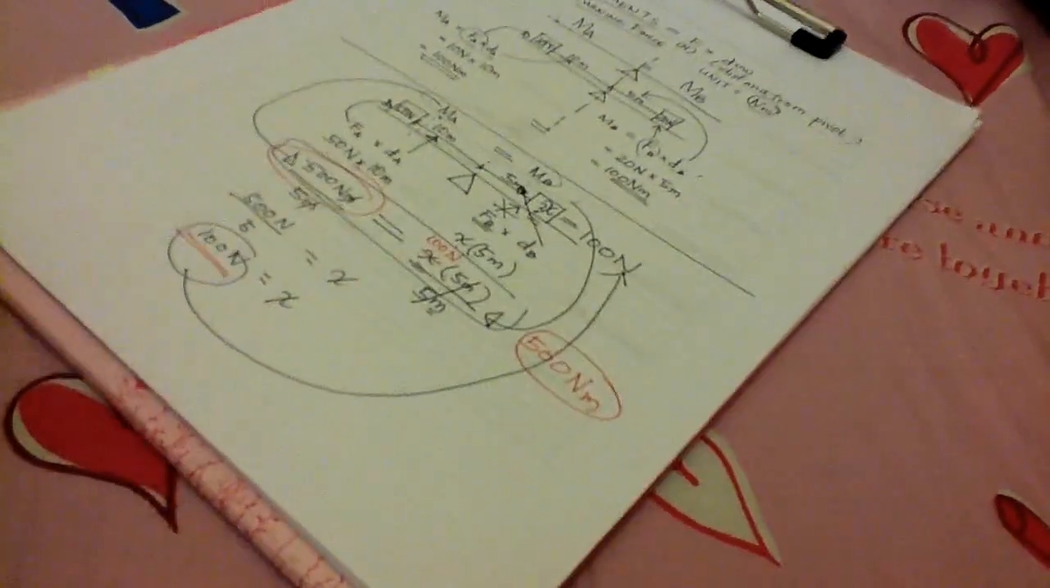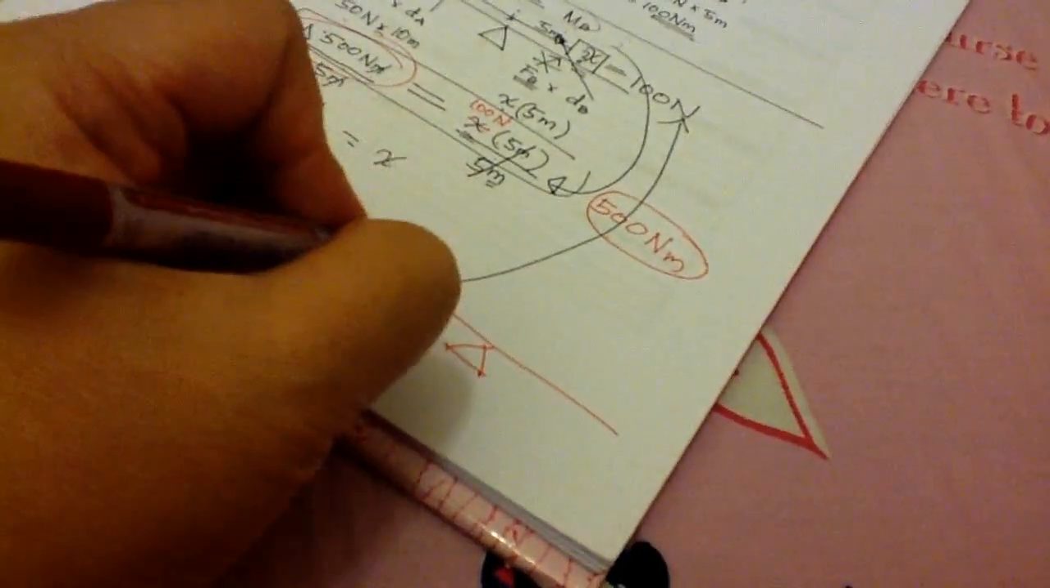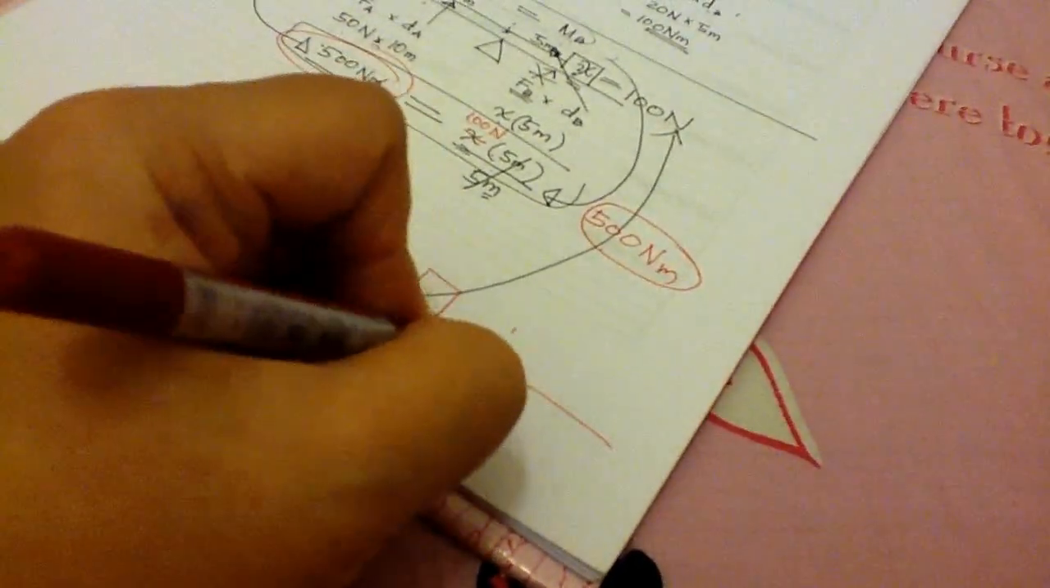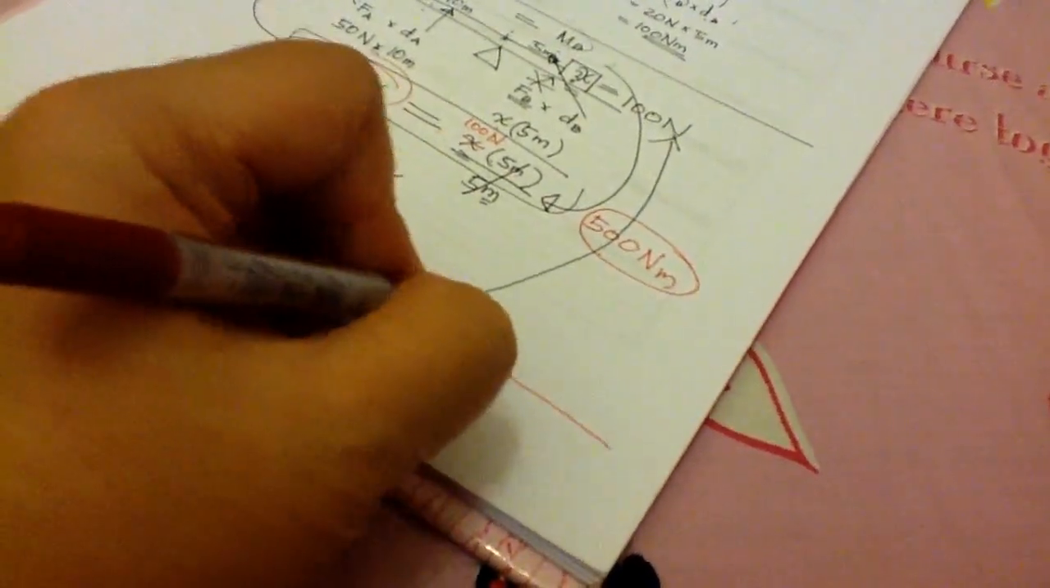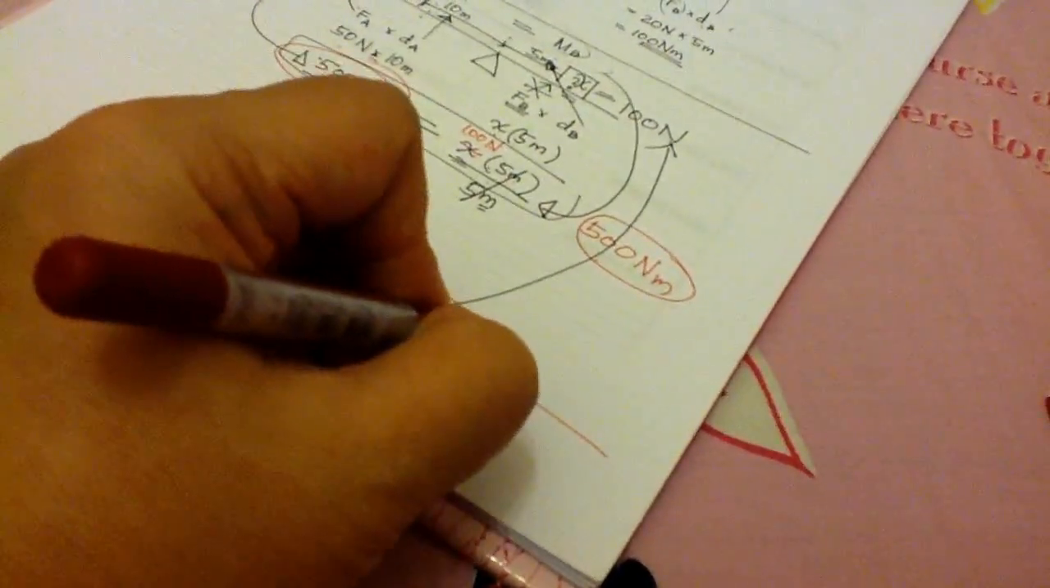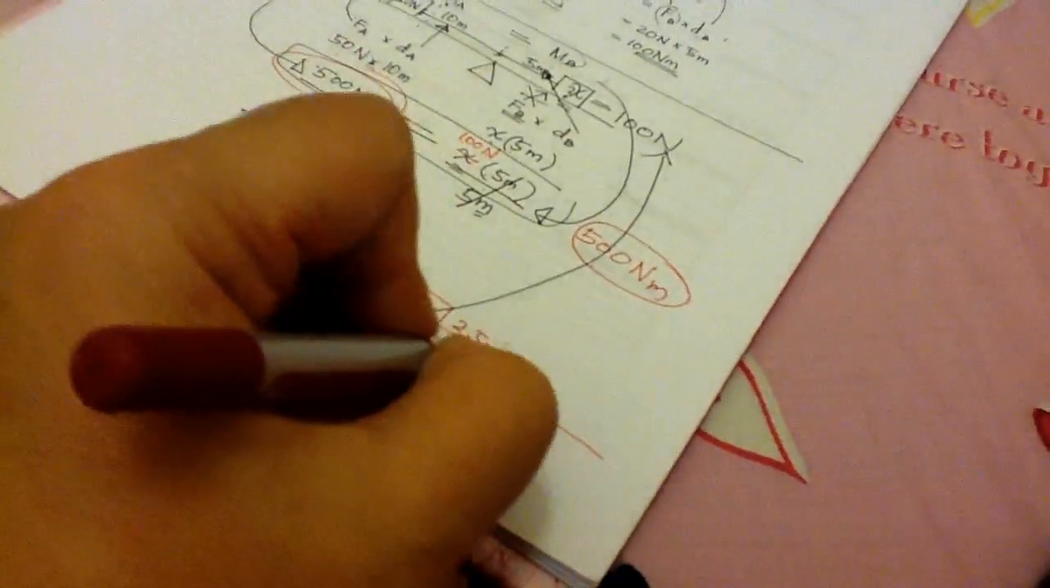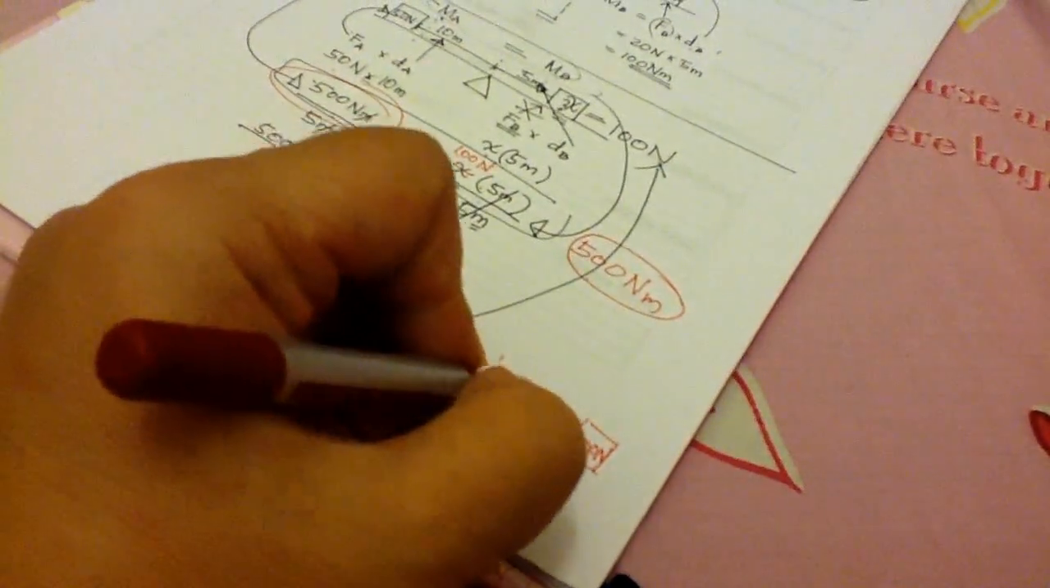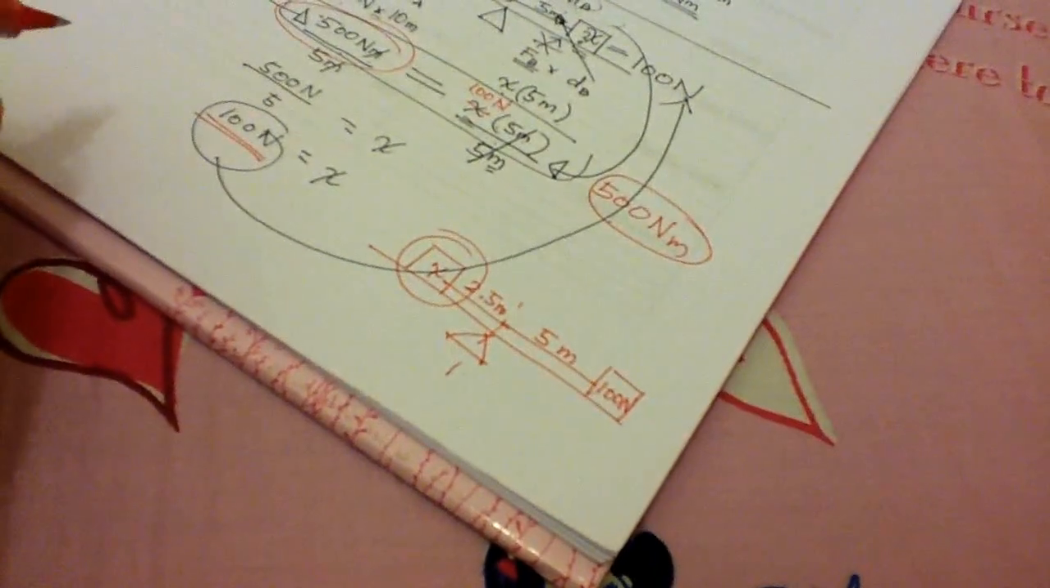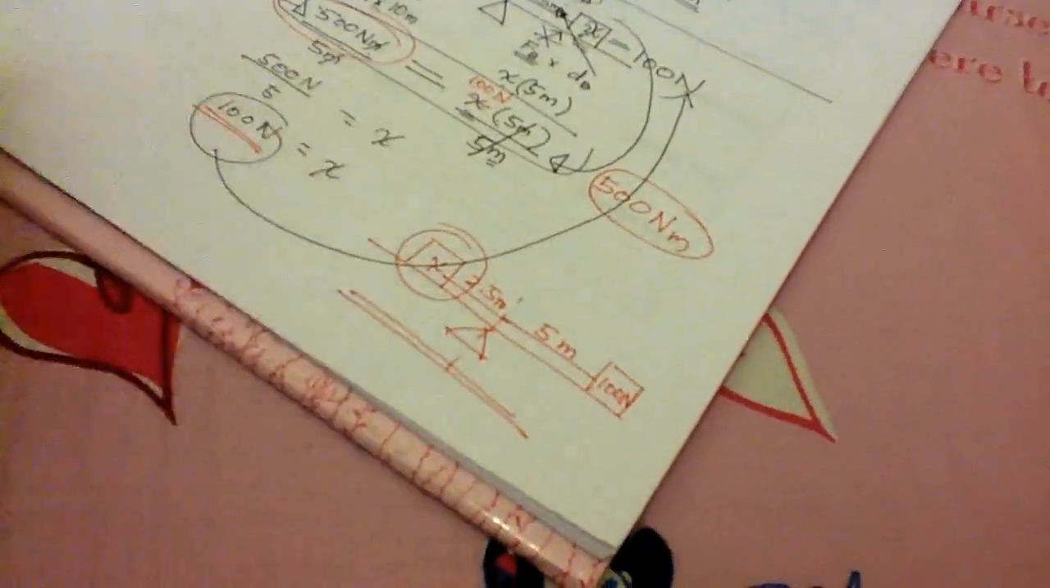Try this on your own. What's the answer to this question? If I have a seesaw and it's balanced, there's an unknown force that is 2.5 meters from the pivot. And there is another force here that is 100 newtons, that's 5 meters from the pivot. What is the unknown weight? Why don't you solve it?